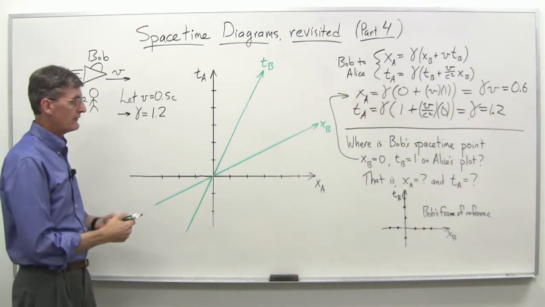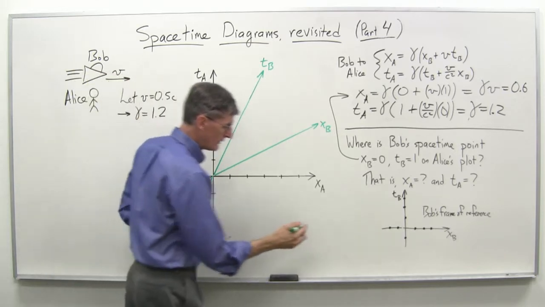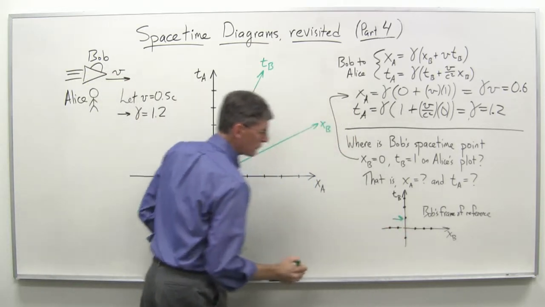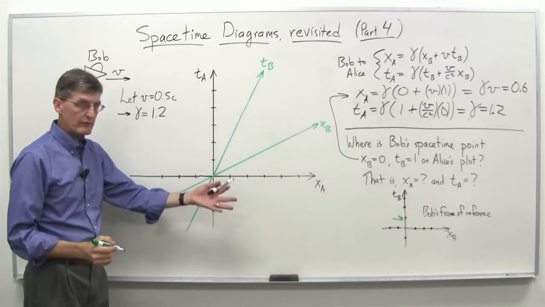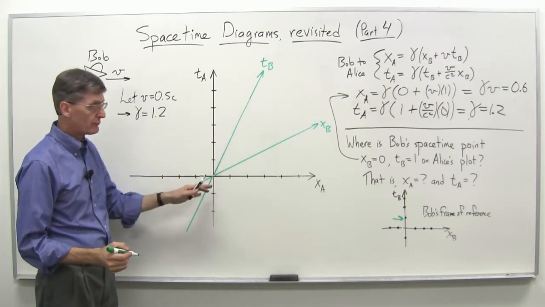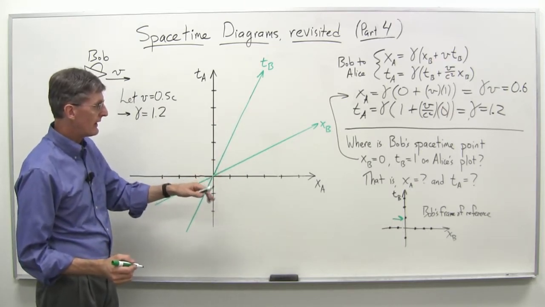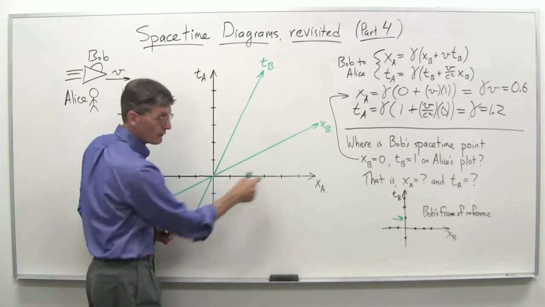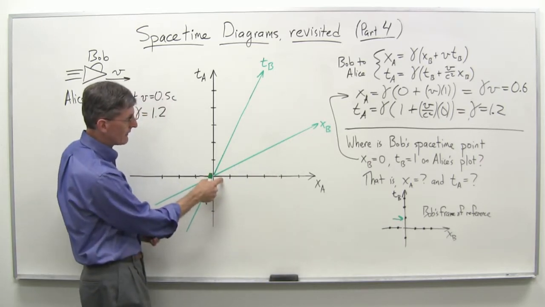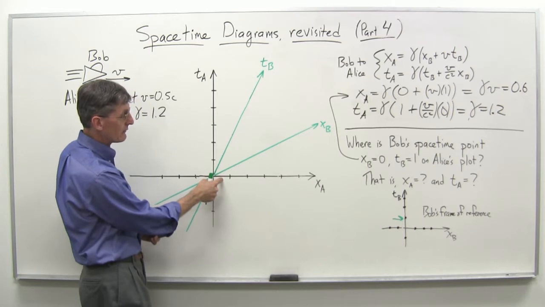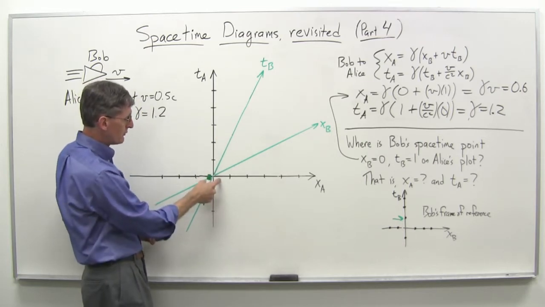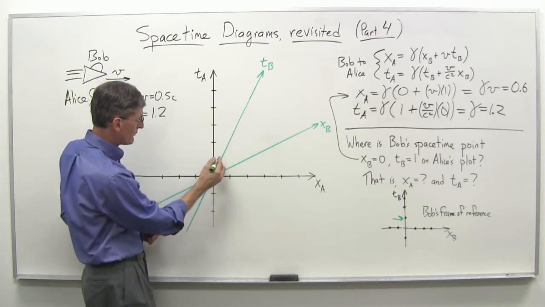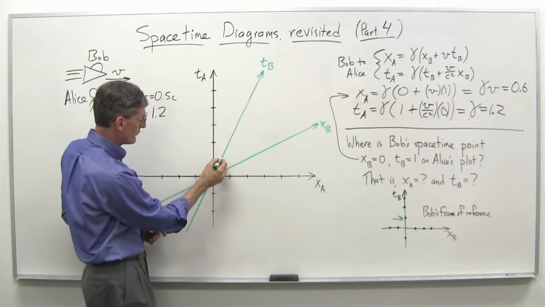So we say, okay, we found out that this point right here, from Bob's frame of reference, when I put it on Alice's plot, is going to appear at x sub a equals 0.6. So, you know, this is 1, 2, 3, 4, and so on. So 0.6 is about right there. And t sub a is going to have a value of 1.2. So if we move it up here, it's about right here.